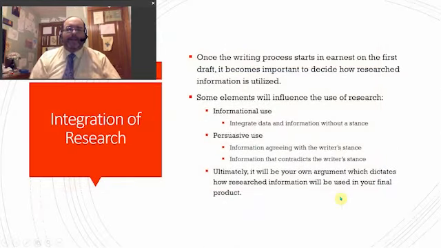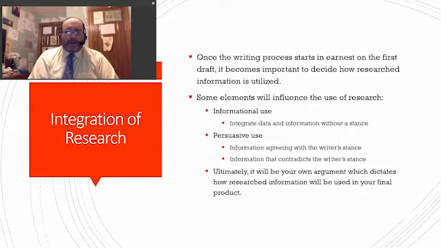So, the main thing that you want to use citation for is to integrate research. Okay? Once the writing process starts in earnest on the first draft, it becomes important to decide how research information is utilized. Okay? How is it going to impact your work? What are you going to use your research for? For what purpose?